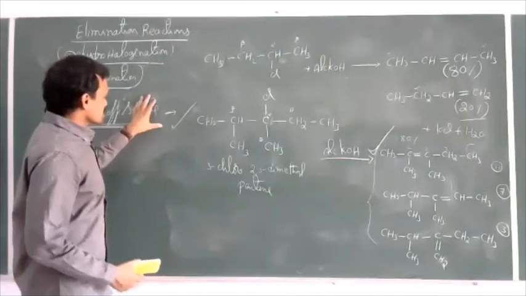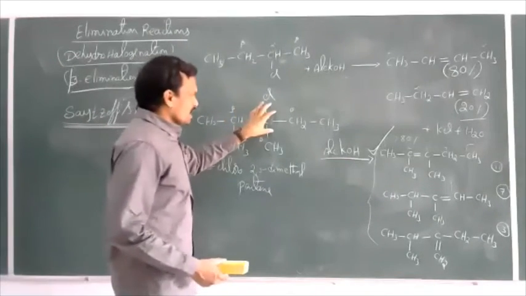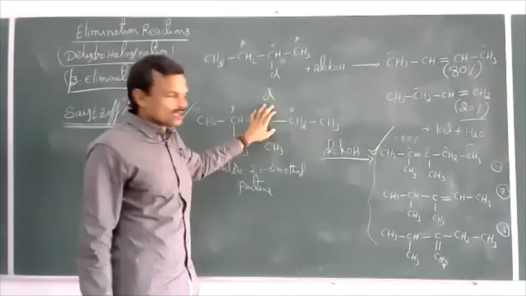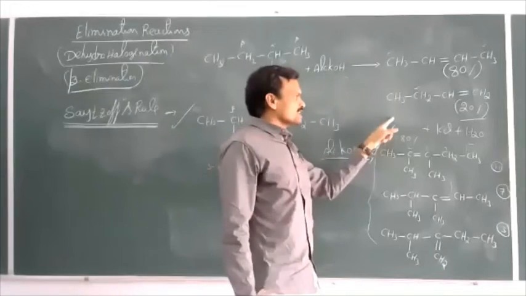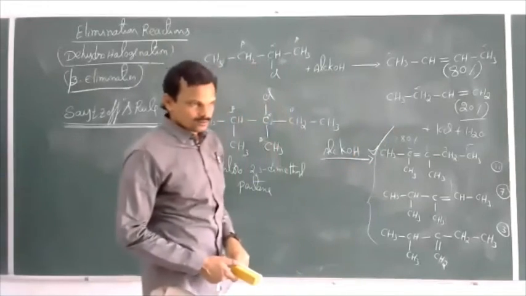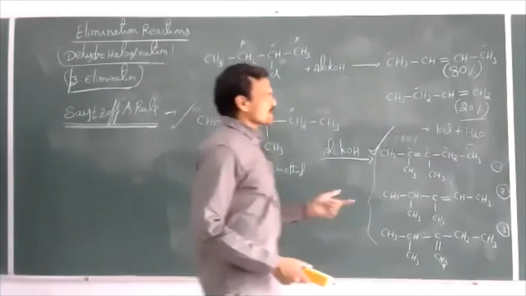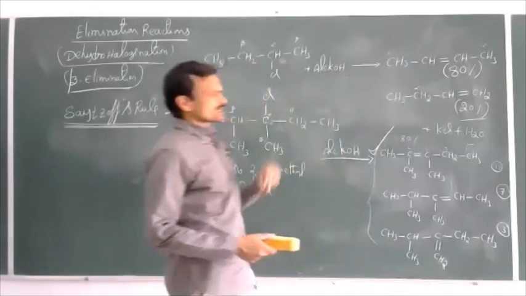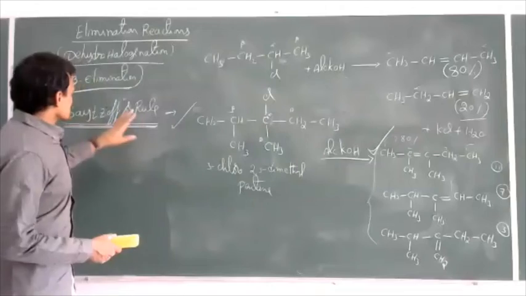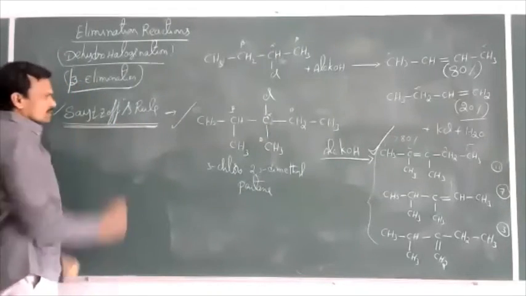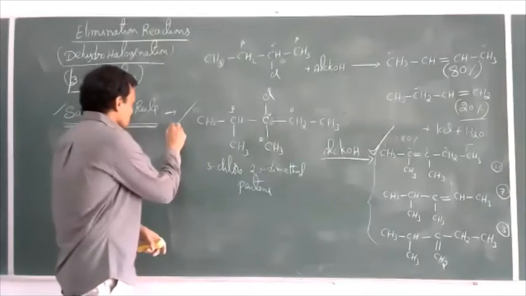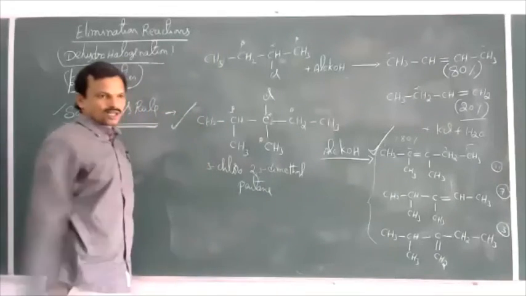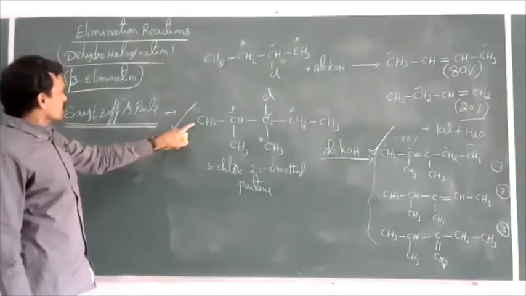What is this Saytzeff rule? When an unsymmetrical haloalkane undergoes dehydrohalogenation, the more substituted alkene is formed as the major product, or the alkene which contains more number of alkyl groups is formed as the major product. This is nothing but called the Saytzeff rule. In objective examinations, they are asking questions based on this dehydrohalogenation of unsymmetrical haloalkanes. This is an important concept here.